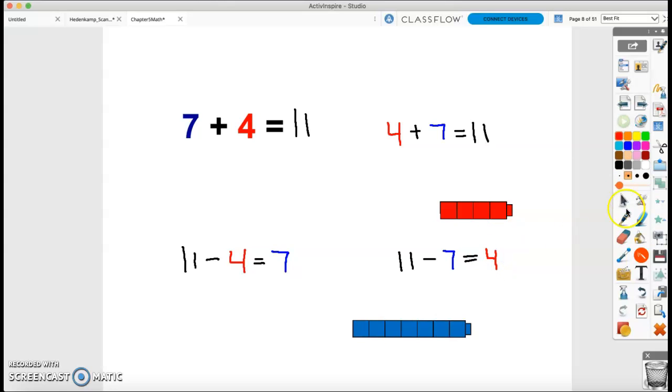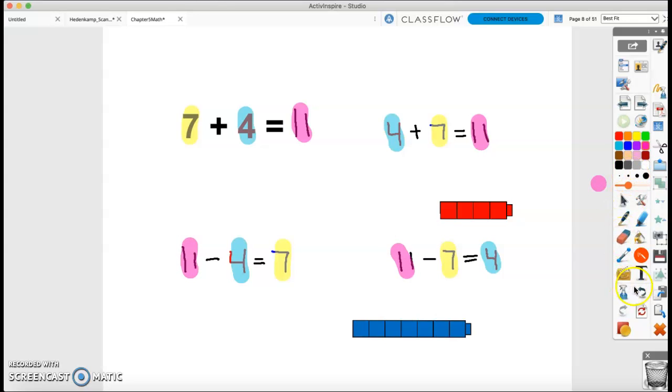And these are called related facts because they use the same numbers. So if you notice here, I have 7 in every problem. It may be in a different spot because it's the part, but it's still in every problem. I have 4 in every problem because they're all related. They use the same numbers. Related facts use the same number. And then I have 11 is in every problem.